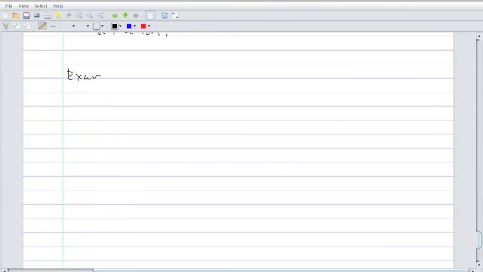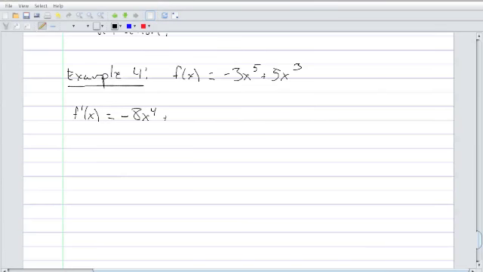So with example 4, we're given f of x equals negative 3x to the 5th plus 5x cubed. If we look at f prime of x, this is going to be negative 8x to the 4th plus 15x squared.